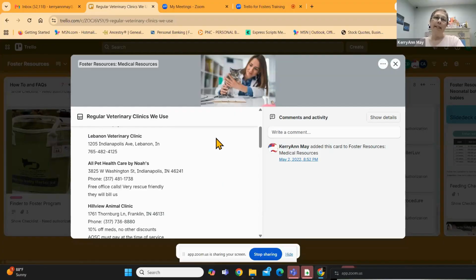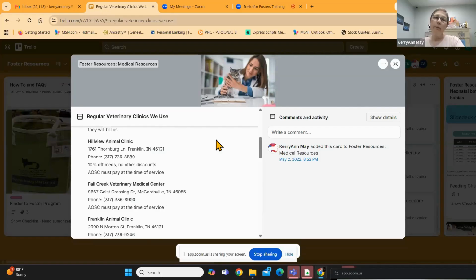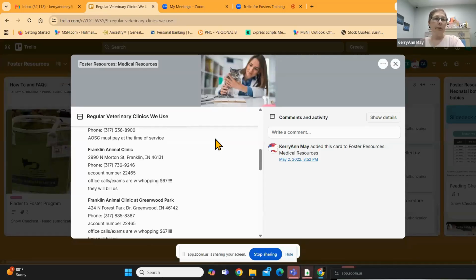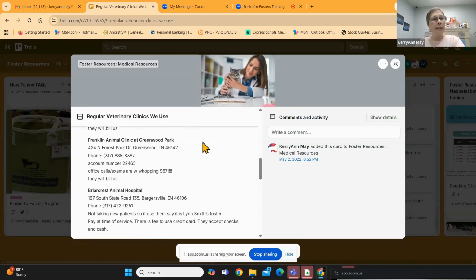All Pet Healthcare up in Indianapolis is on the west side, and they have walk-in hours. And so sometimes that's really helpful. Hillview, we haven't been in quite some time. In Fall Creek, we haven't been in a long time either, but Franklin Animal Clinic is the popular one over in Franklin. It can be kind of hard to get in there sometimes, but sometimes we'll do an urgent care appointment, and so we'll get in a little bit quicker. And then there's Franklin Animal Clinic in Greenwood, which is by the mall. It's actually right behind the mall.